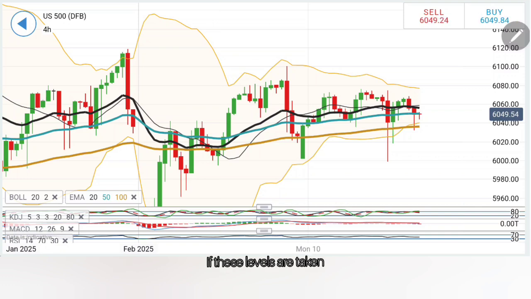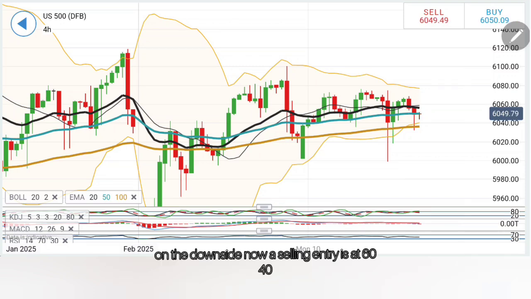If these levels are taken, then you can just stay bullish from there, because beyond 6085, I'll be looking at 6100, 6120, and if it breaks past 6120, there is no alternative for you. You have to close your eyes, stay bullish for 6140 and 45 levels. Beyond it, anyways, the sky is the limit on the upside.